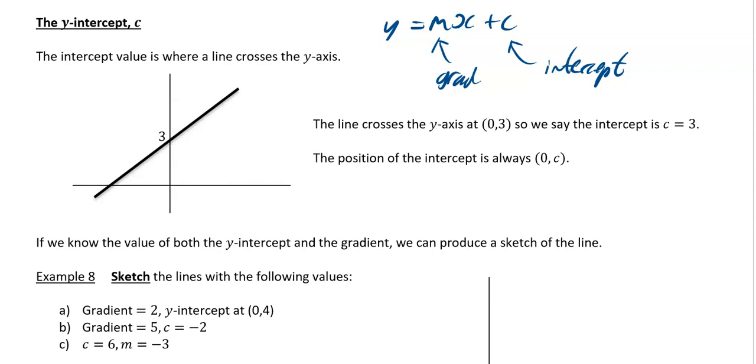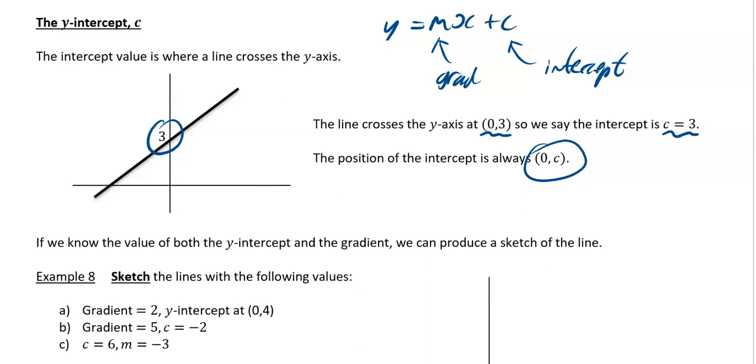In this question it says the intercept value is where a line crosses the y-axis. So in this one here, you can see your line crosses your y-axis at the point 3. So on the y-axis, that coordinate would be 0, 3. So we say that c is equal to 3. The position of the intercept is always 0, c. So it's always going to be that.